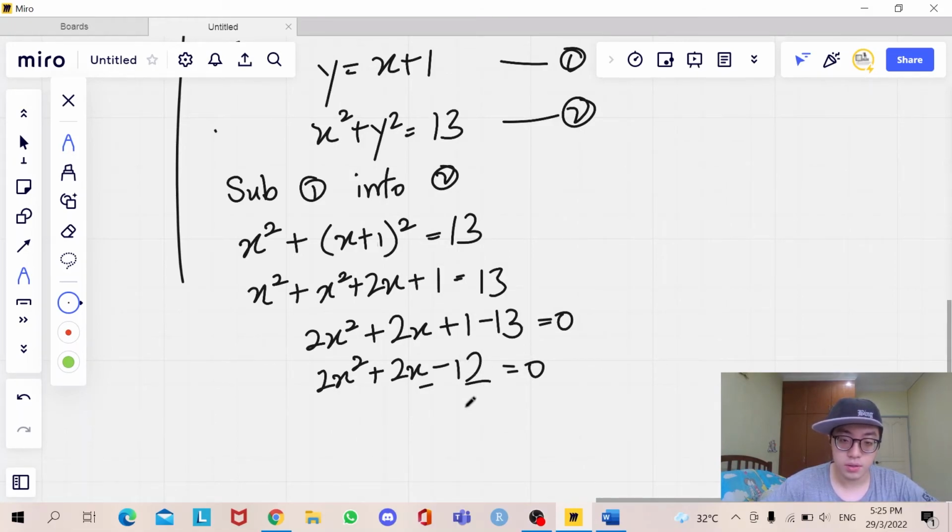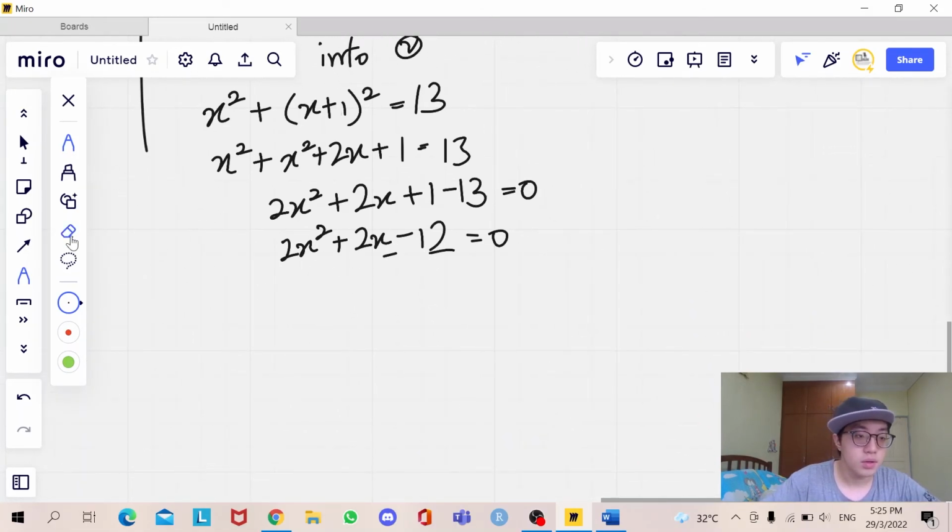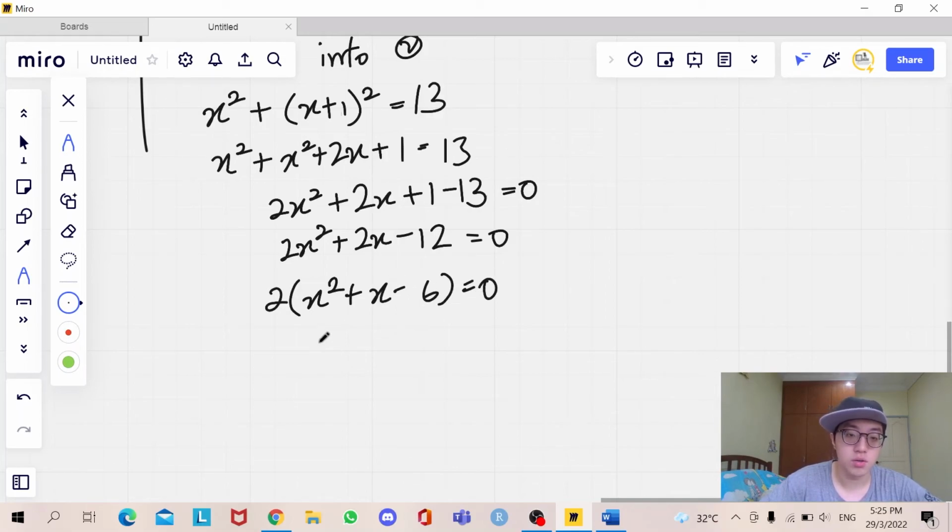I need to erase this. And then from the last video, we need to factorize the common factor out. So we have the common factor as 2. We will factorize it out, giving minus 6 equals 0. And therefore, you will get this equals 0.